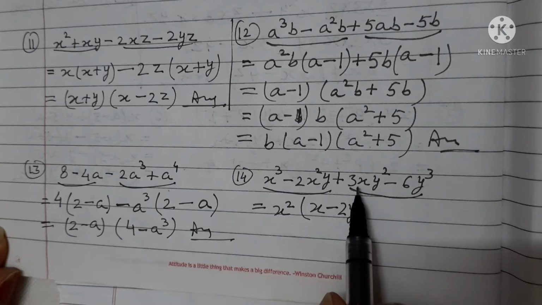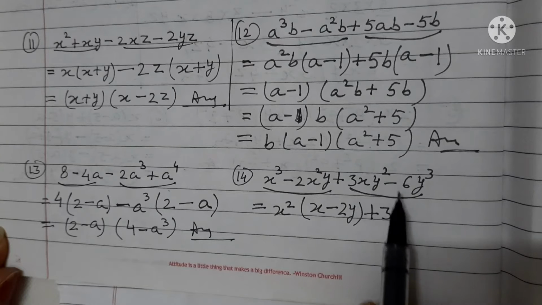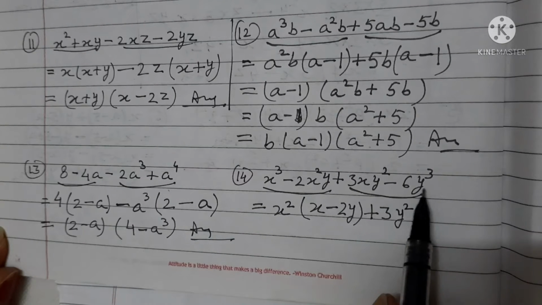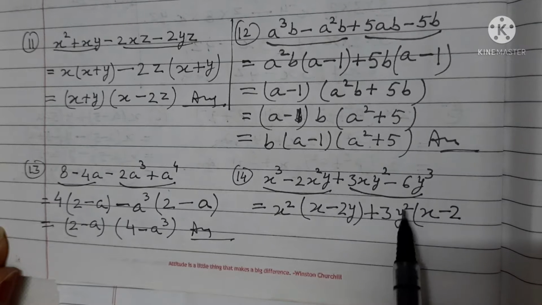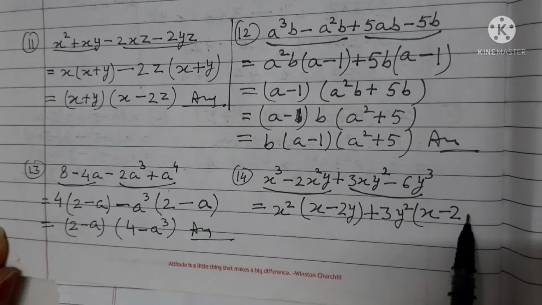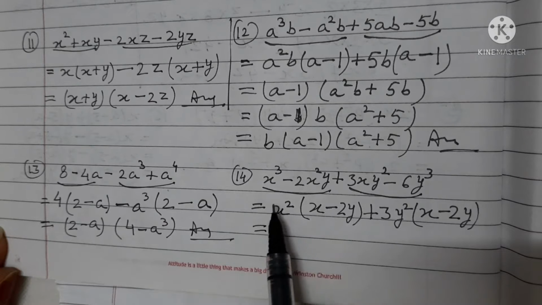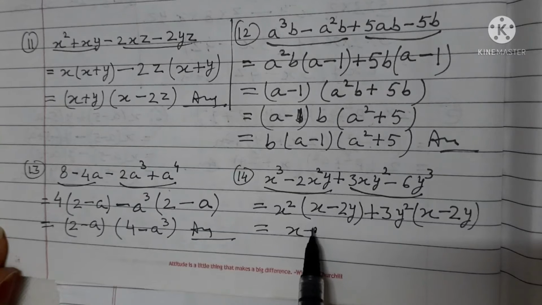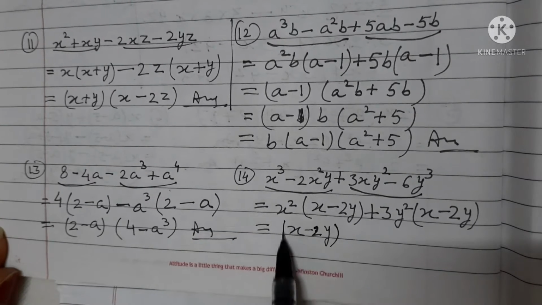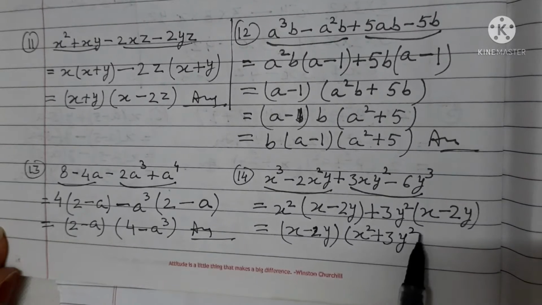See the other term. Here you can take 3 common, and x is not common, but y square is common. Lower power we should take common. So in the bracket x, sign minus, and 3 twos are 6, so 2 in the bracket, and y cube, this is y square, so y remains here. Now see the other terms, these 2 terms, x minus 2y you can take common, and the remaining part in the bracket is x square plus 3y square. Answer.